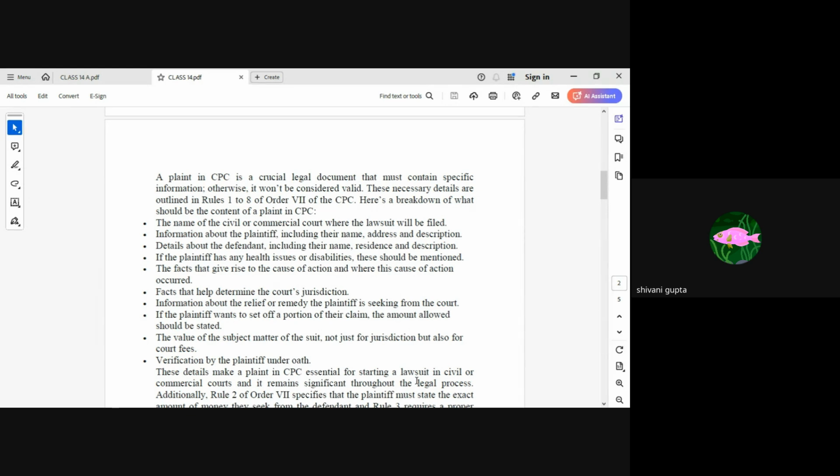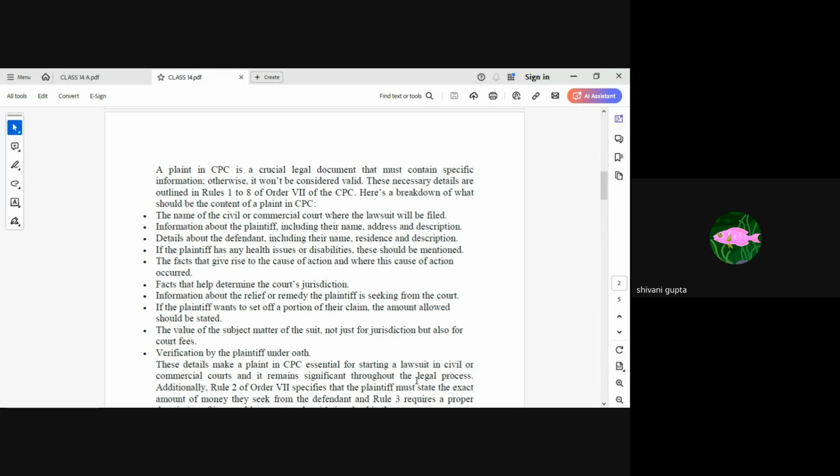Now comes the facts. Facts that give rise to the cause of action, and where this cause of action occurred. We have to mention that place and locality, that the cause of action occurred here. Next are the certain facts that help determine the court's jurisdiction. For example, if this occurred in the XYZ area of a particular district, then the court has the jurisdiction to take up the plaint and resolve the matter. So this is very important.